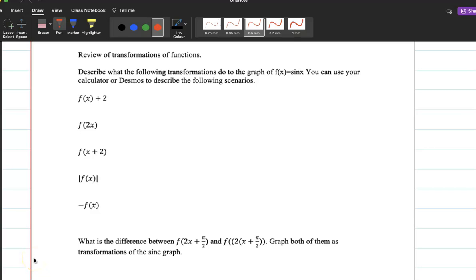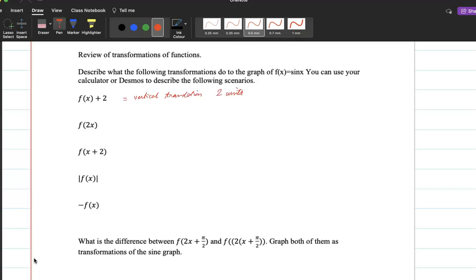Okay. Now, what is f(x) + 2? Vertical translation, 2 units up. So, describe the following transformation to do with the graph of y = sin x. Yeah, so this is a vertical translation, 2 units up. Yeah, I wrote VT.